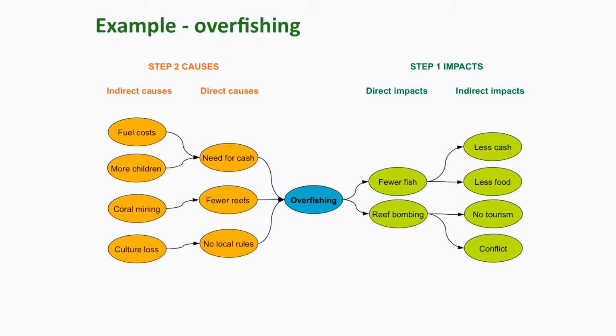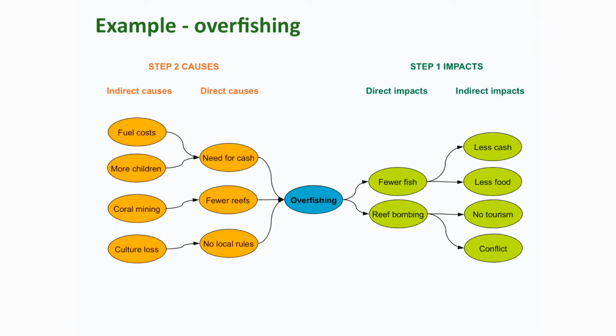Because there's reef bombing, there are fewer tourists. That has a negative loop back into no cash, and there's increasing conflict between the fishermen in the area. There's conflict over the fact that there are fewer fish, and so they're fishing in each other's areas, and there's conflict because some of the fishermen don't want reef bombing to happen, because it's so detrimental to the reefs.